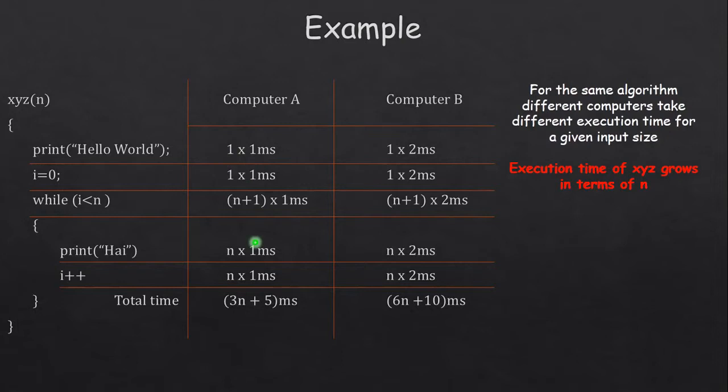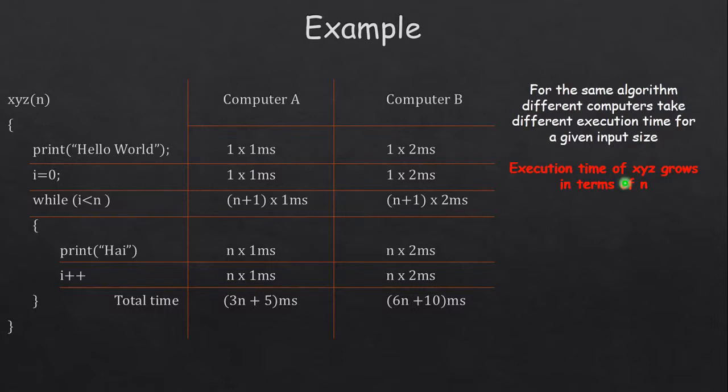1 1 1 1 1 5. So it is 3n plus 5 milliseconds. Similarly, computer B will take 6n plus 10 milliseconds. So for the same procedure, different computers take different execution time. So we can't express it in units of time.